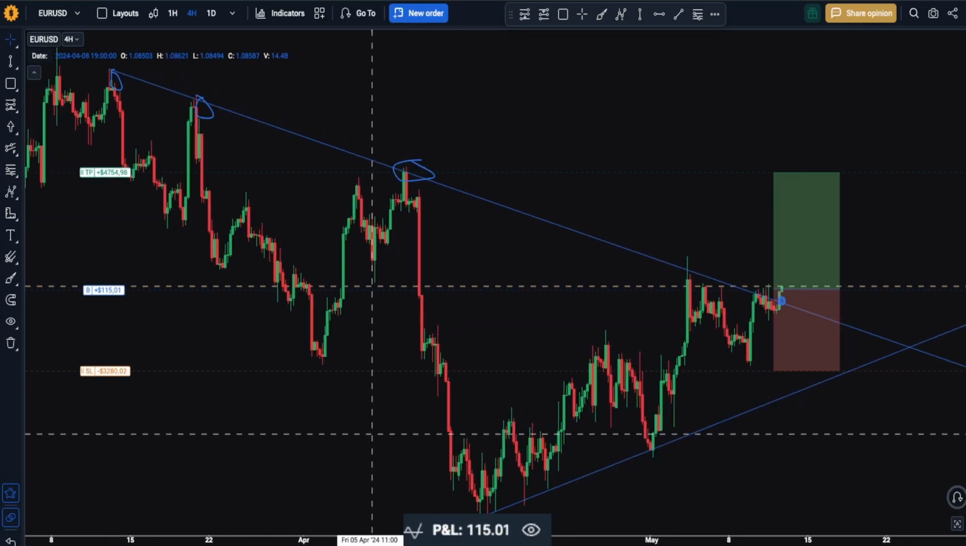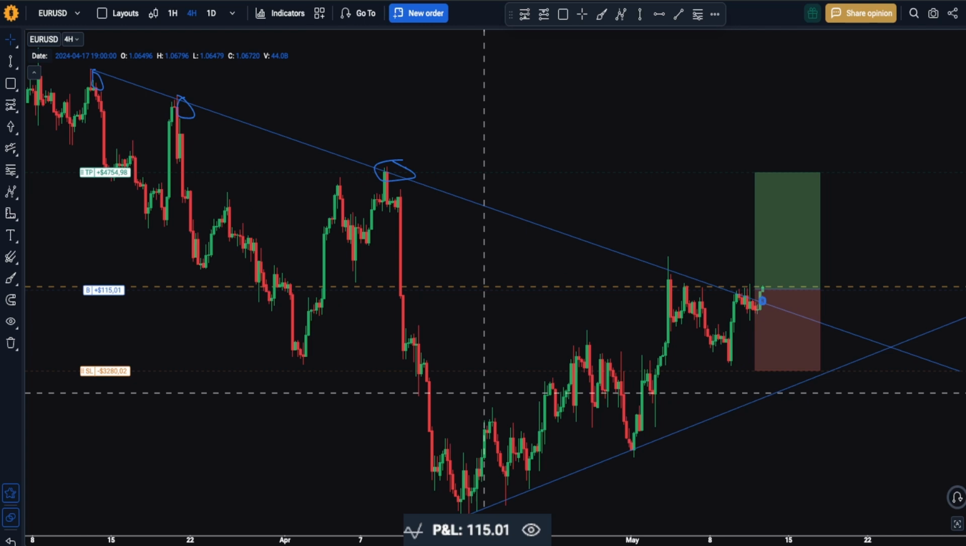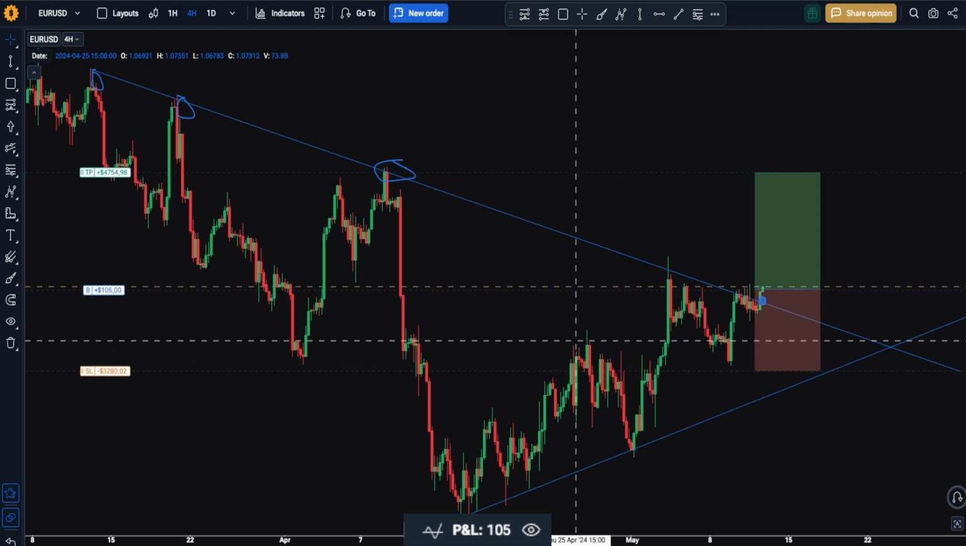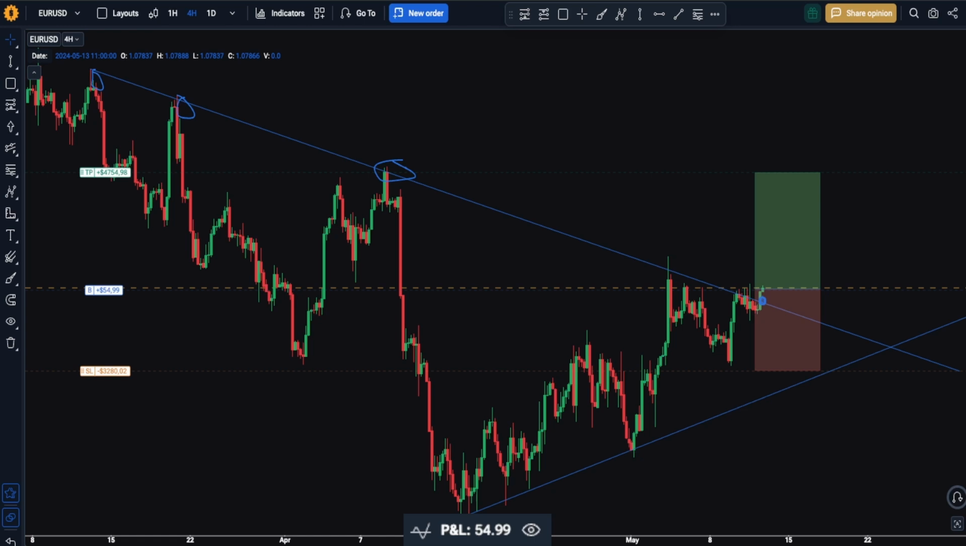I just entered a long position on Euro USD and I'm going to walk you through the complete analysis and execution. So this is a trend line breakout with retest setup on 4-hour time frame. This is a trend line breakout setup.